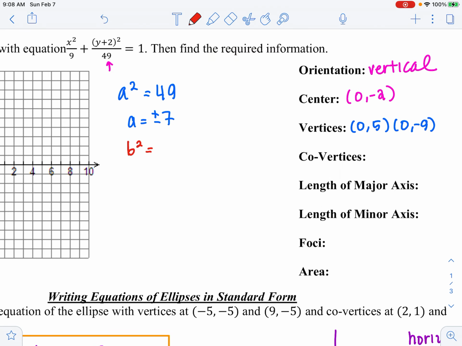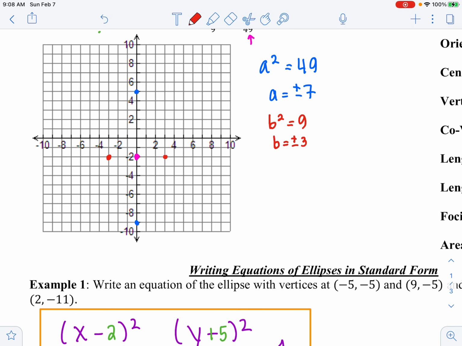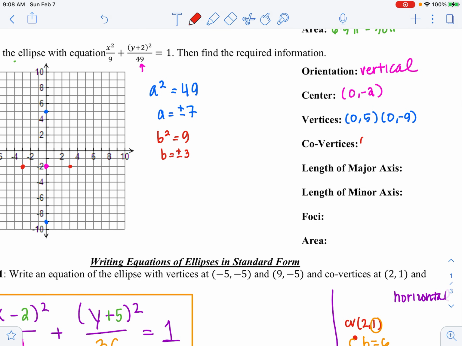All right, next my co-vertices. They are B units from my center, or B squared is 9. So B is right and left 3. So I'll go right 3 and left 3. And then I'll list those 2 points. That's 3, -2, and -3, -2. My major axis is my longer axis. This axis right here, if you look, it's just double A. So double 7 is 14, and my minor axis is double B, which is 6. I'll do my area while I'm here because it's just A times B times pi. 7 times 3 times pi is 21 pi.